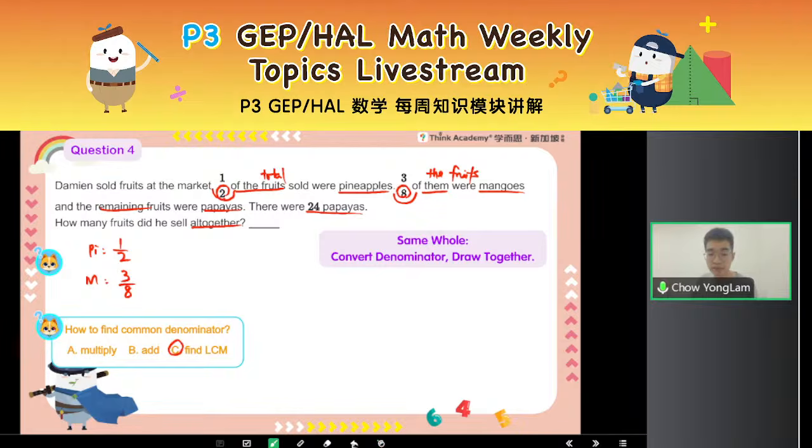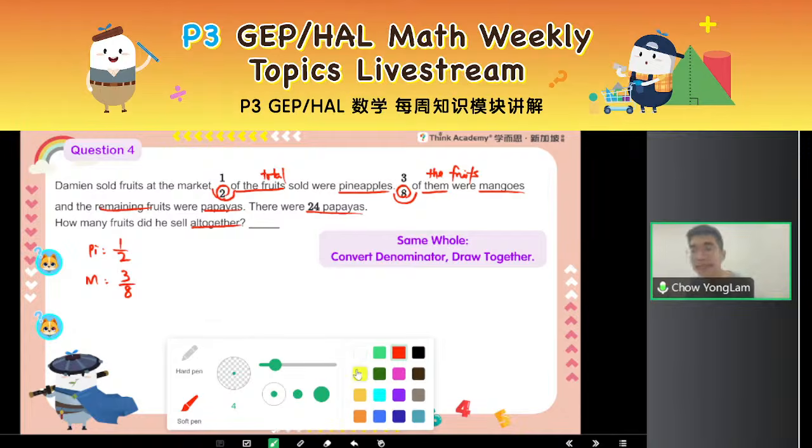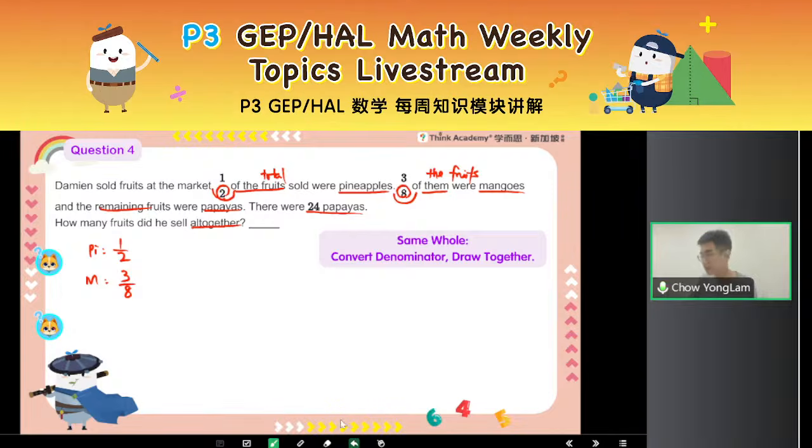Lowest common multiple means what is the smallest number that appears in the 2 times table and the 8 times table? That's right, it's just 8. So can 2 times something become 8? 2 times what is 8? 2 times 4. Good. 2 times 4 is 8.